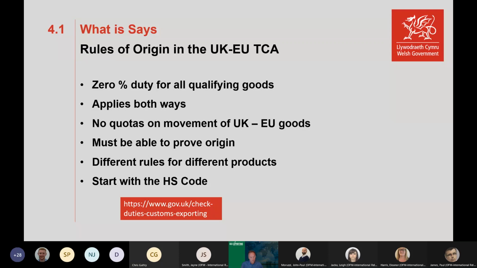So these are the critical parts that we're coming on to in terms of the implications of the TCA. Everything is based on the HS code, the customs code for your product, and the rules do vary quite considerably in some cases by the actual HS code. So you need to check for each of your products what the exact arrangements are. You can check that on the website with the link there, which will show you what the actual rules of origin are that apply to your HS code, the HS code for your product.